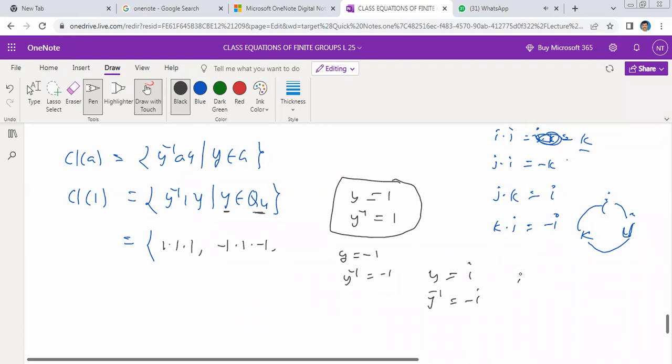Because of i into minus i, this is equal to minus i square, so minus of minus 1 is plus 1, the identity element. Therefore, what is the inverse of i? Minus i, right? The product i into minus i is 1, so I am taking i whose inverse is minus i.